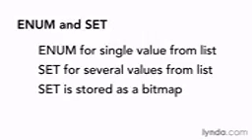Enumerations and sets are specialty types that operate from lists of strings. The enumeration type provides a single value from a list of possible values. The set type provides a set of several values from a list. Enumerations are stored as a small integer representing a position in a list, and sets are stored as bitmaps, where each bit represents a position in the list.